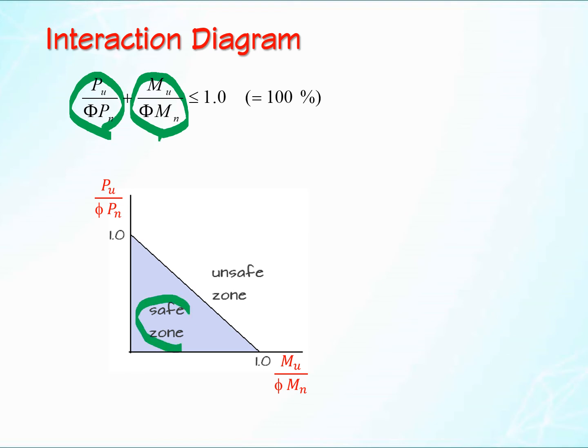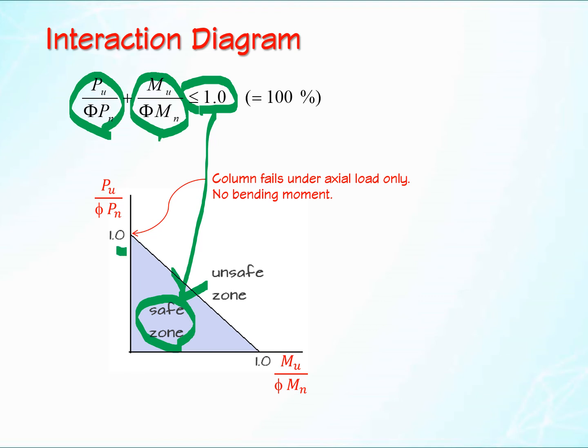So this is my safer zone because the interaction formula is less than 1. Less than 1 means the lower part of the graph. Okay, and what does this point indicate? At this point P is 1 and M is 0. As you proceed from here to here, your M value increases from 0.